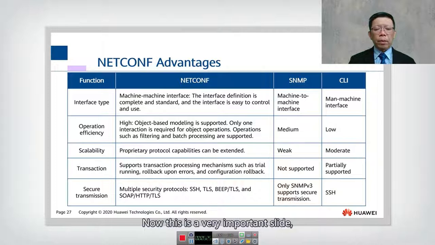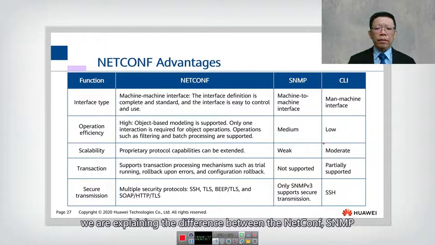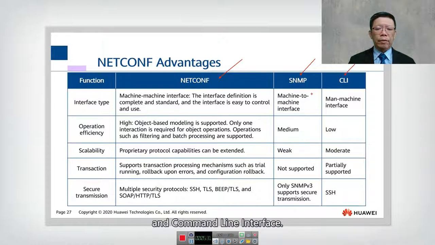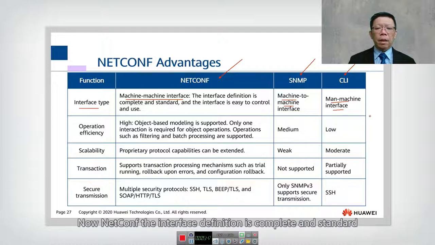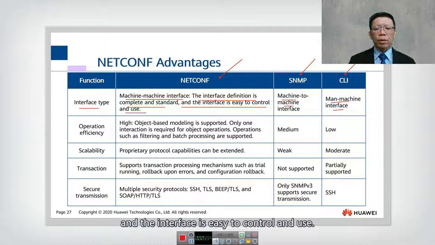Now this is a very important slide. We are explaining the difference between NETCONF, SNMP, and command line interface. First, we look into the function such as the interface type. NETCONF is a machine-to-machine interface similar to SNMP, except that CLI is a man-machine interface because we need a human to key in commands there. Now, for NETCONF, the interface definition is complete and standard, and the interface is easy to control and use. So that's a characteristic of NETCONF.